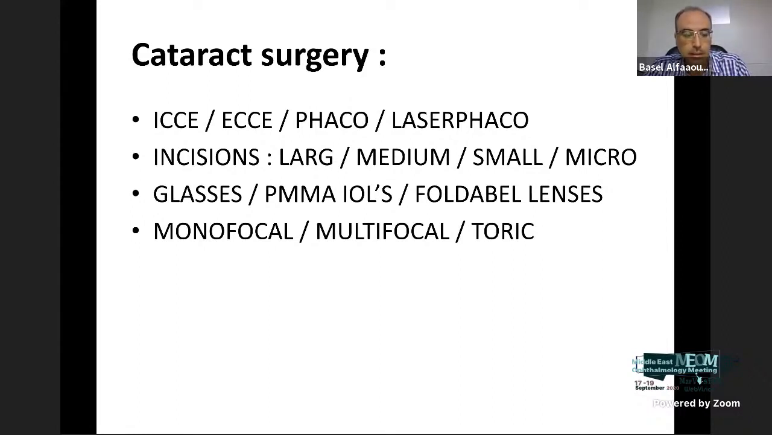The optical recovery or optical implants in cataract surgery: first in intracapsular cataract, we were putting glasses, then we replaced them with PMMA IOLs, then foldable lenses. Foldable lenses developed from monofocal to multifocal and toric intraocular lenses now.